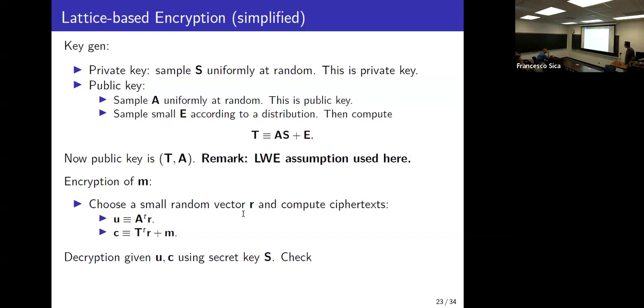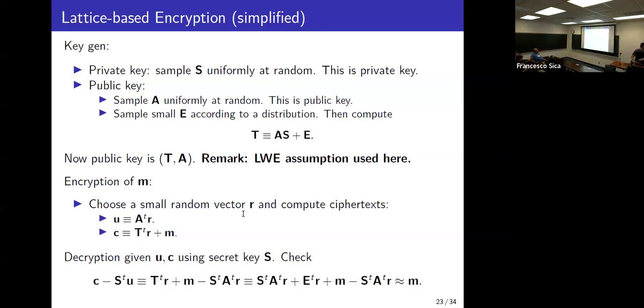So what's left is, if we send U and C, they should be secure because of these two assumptions. But how do I decrypt it? How does the decryption work? The decryption works with the secret key S. The idea is, given U and C, how do I use S to recover this message M?